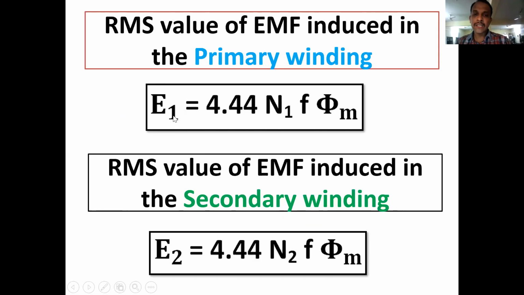So primary is E1, where the number of turns is N1. The frequency remains the same, it is unaltered in a transformer, and the maximum flux is always there. And the EMF induced in the secondary winding is given by E2, because it is a secondary winding, I term it as E2. E2 is equal to 4.44 N2, the number of turns of the secondary, into frequency into Φm. So the frequency and the maximum flux remain the same because it is a secondary winding.